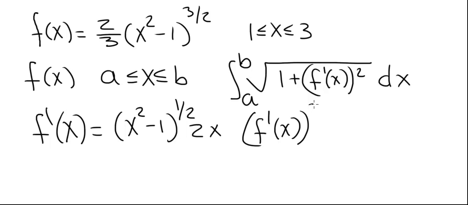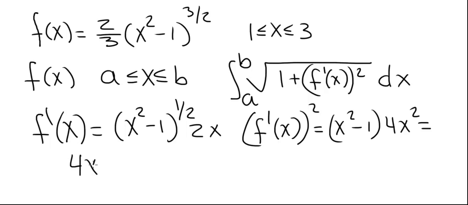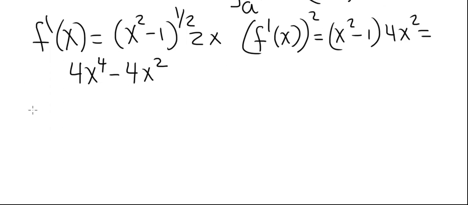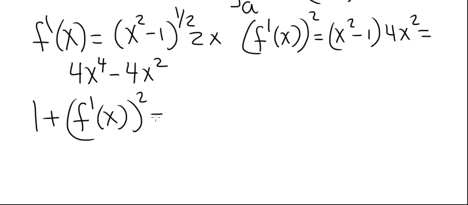So f prime squared equals (x squared minus 1) to the 1/2 becomes x squared minus 1, and 2x squared is 4x squared. Let's go ahead and multiply this. x squared times 4x squared is 4x to the 4th, and then minus 4x squared. And now we need to take 1 and add that to the derivative squared. So 1 plus f prime of x squared becomes 4x to the 4th minus 4x squared plus 1.